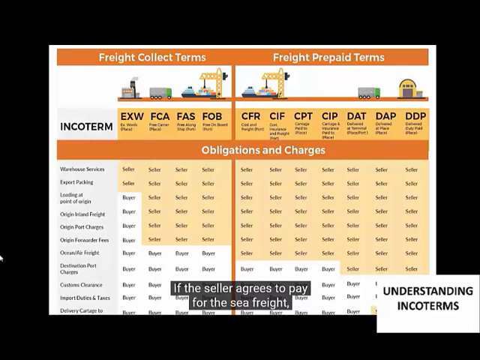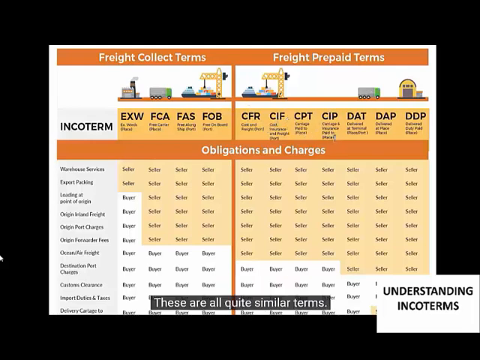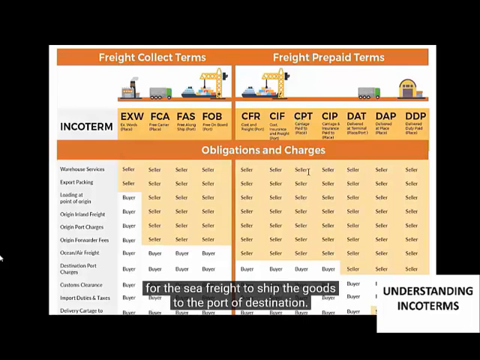If the seller agrees to pay for the sea freight, then they can choose to sell the goods on CFR, CIF, CPT, or CIP incoterms. These are all quite similar terms. CFR and CPT are very similar, where the seller will agree to pay for the sea freight to ship the goods to the port of destination. If they agree to sell on CIF or CIP terms, then the seller will agree to pay the sea freight and the marine insurance cost to ship the goods to the port of destination.